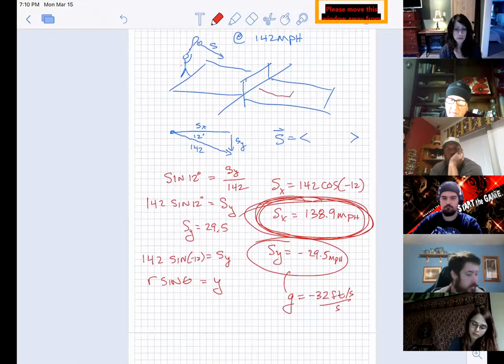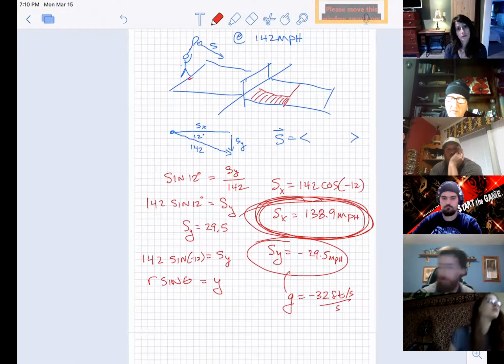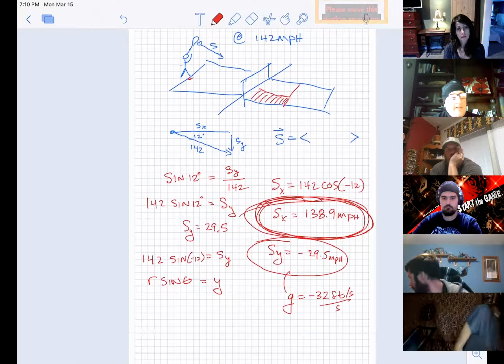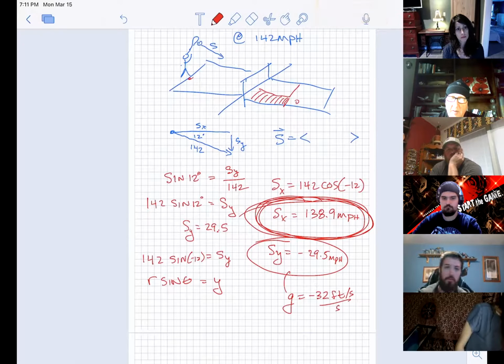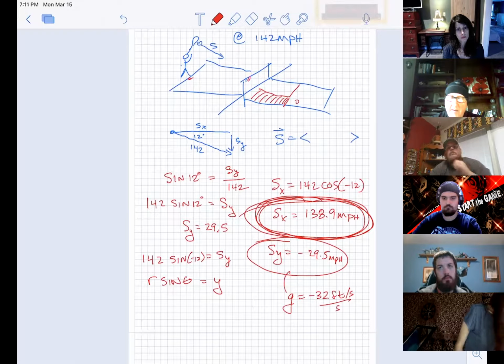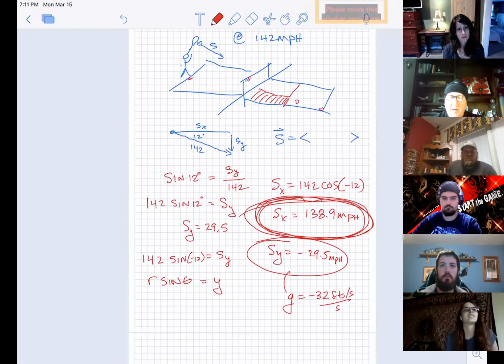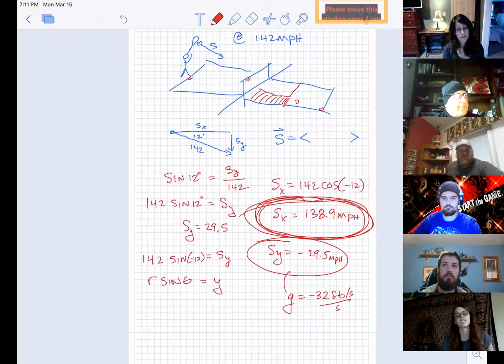There's a service line that looks something like this. And when the server is serving, they actually have to serve it into one box or the other. And so the question is, will that actually land inside that box? Will it land out here based on the angle they hit it? Will it smack into the net over there? Will it land way back here? And you can actually do the math on that to figure out where it's going to go.